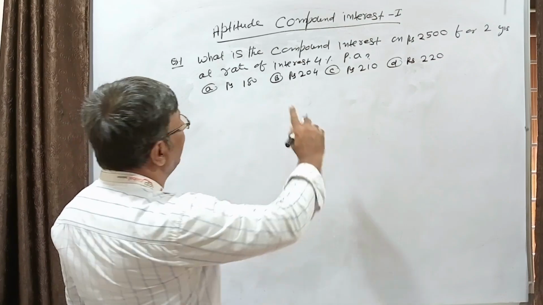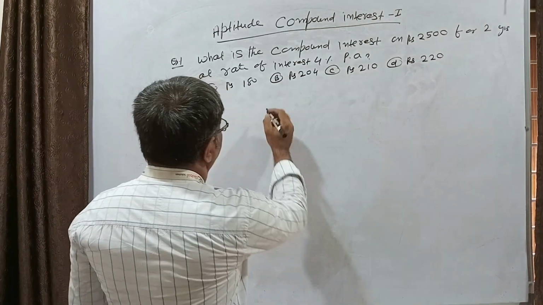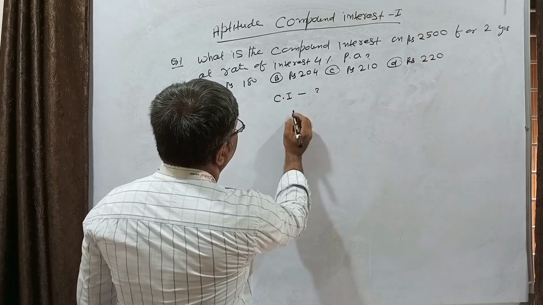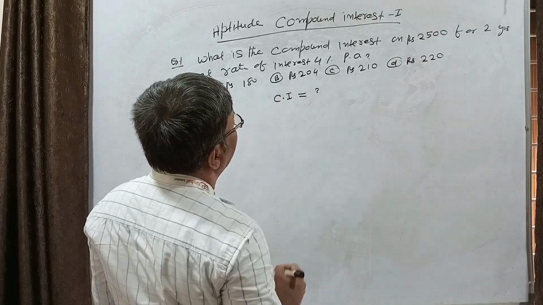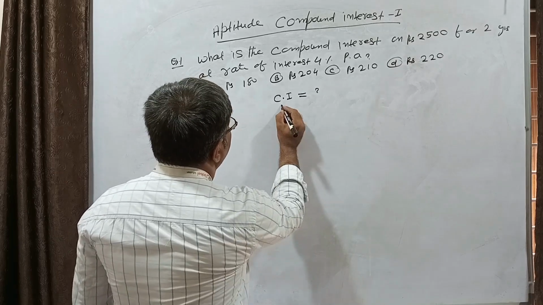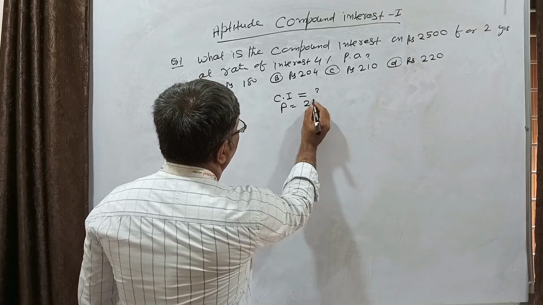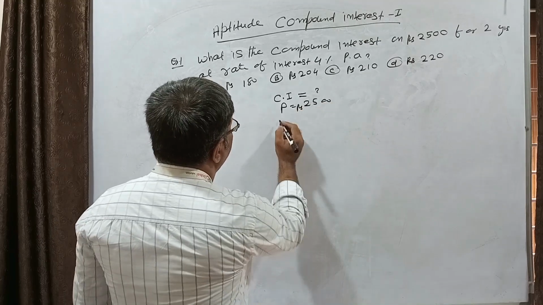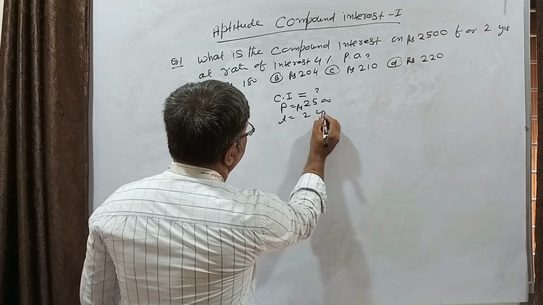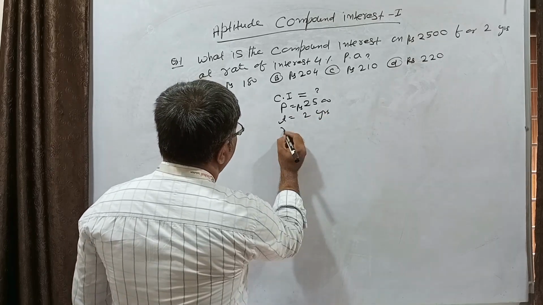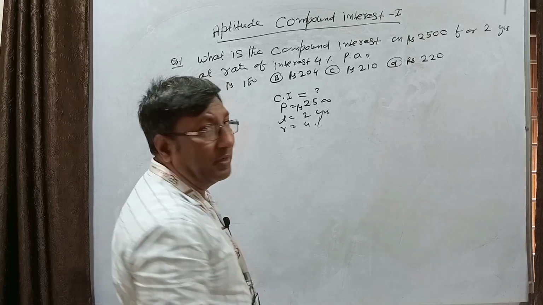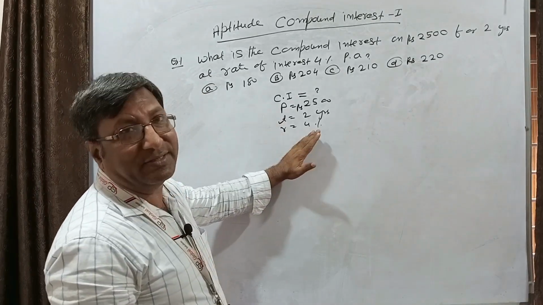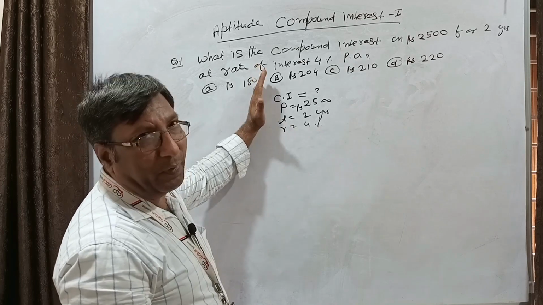So here we are taking what is given. We have to find the compound interest. The principal is given, how much? 2500 rupees. And for 2 years, that is time is given. And rate of interest is given 4%. So principal is given, time is given, rate is given, and we have to find compound interest.